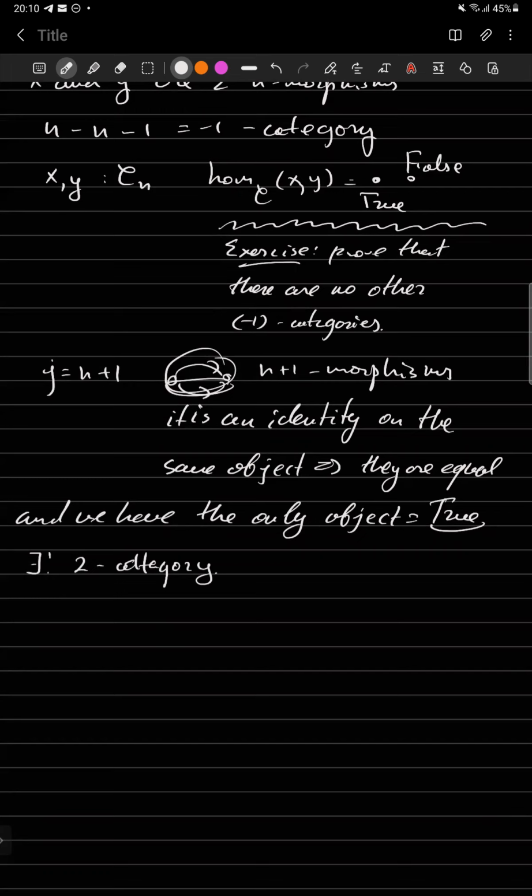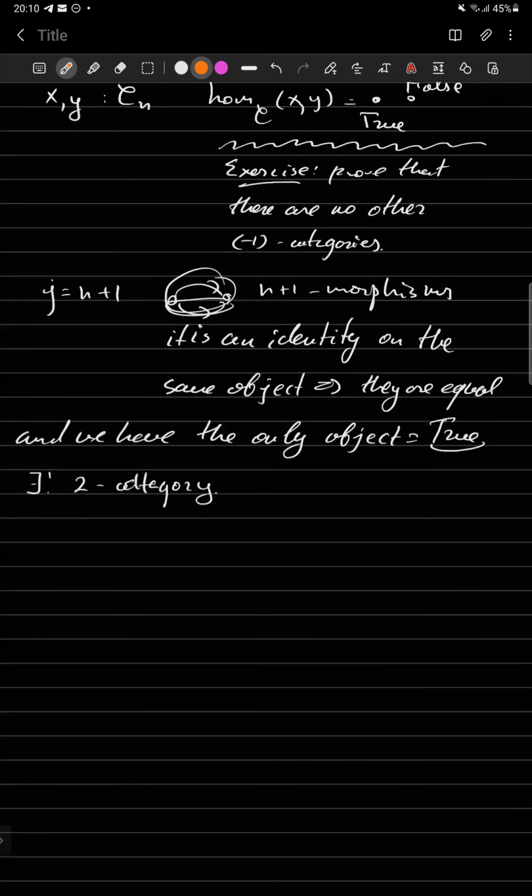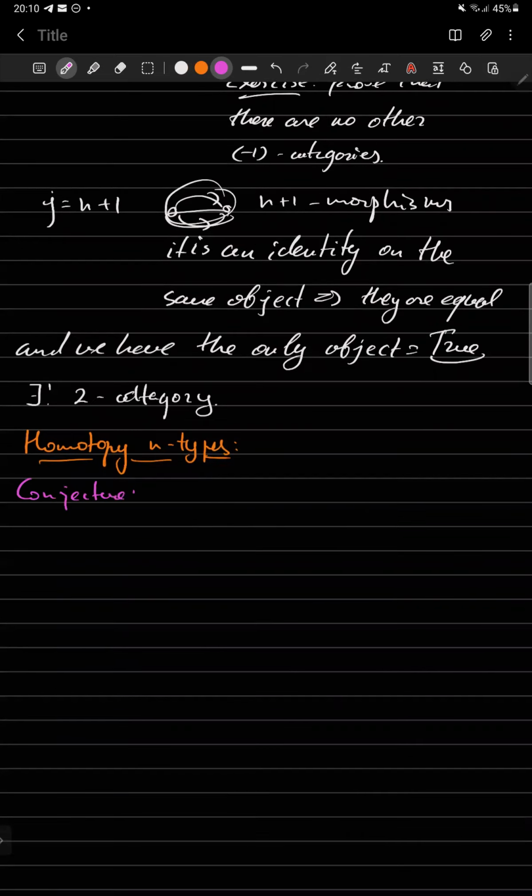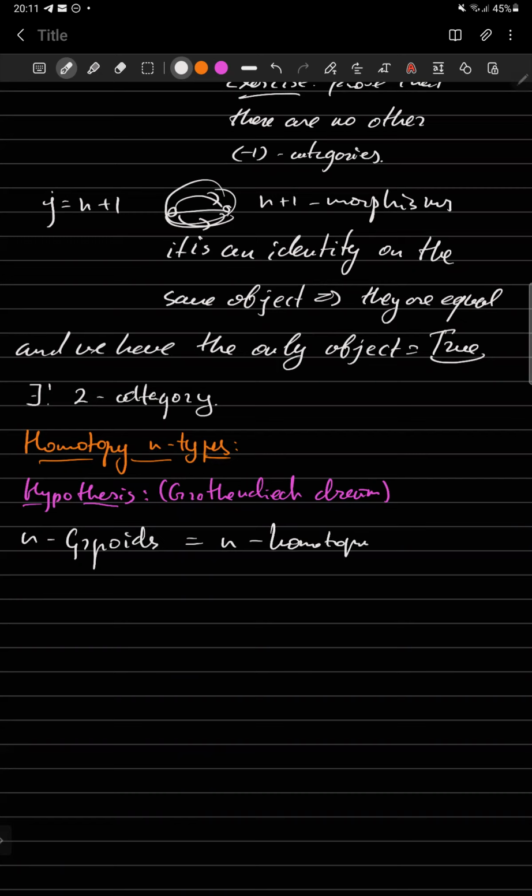So now we're ready to talk about homotopy types. And I will now formulate precisely what is Grothendieck's dream. The Grothendieck homotopy hypothesis is the following, that n groupoids is equal to n homotopy types.